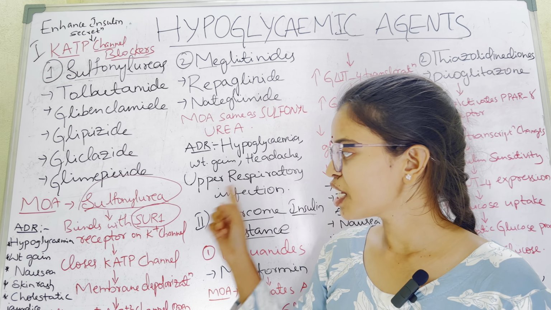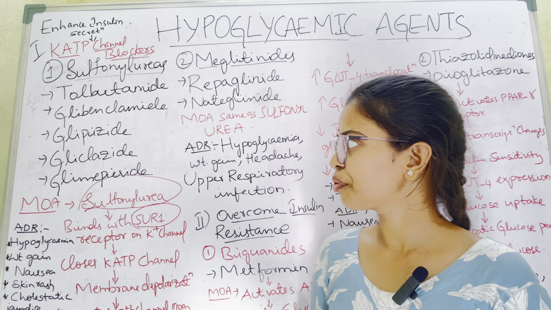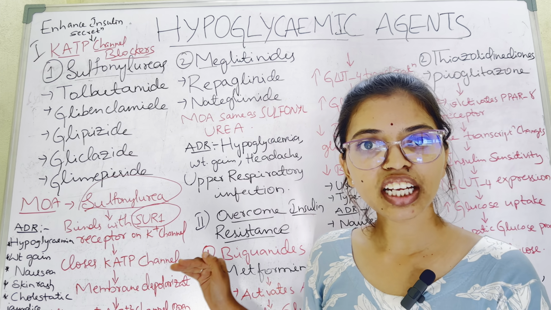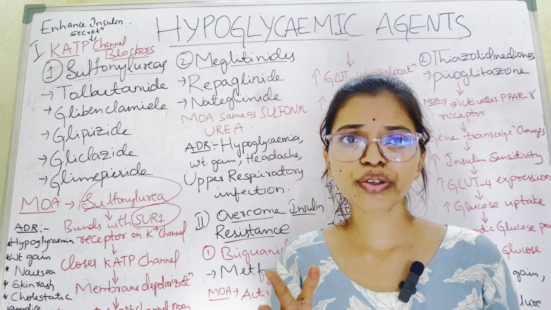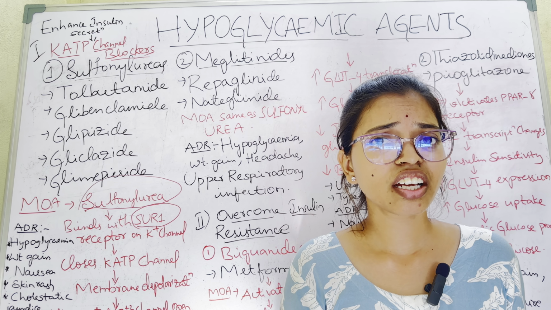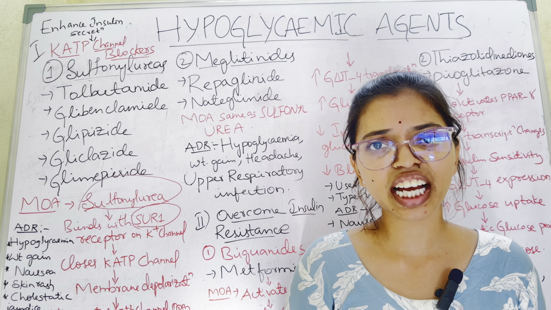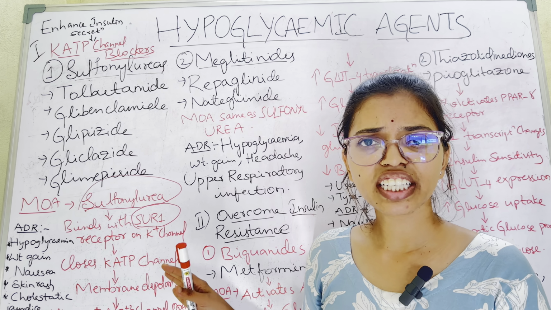Where is the SUR1 receptor located? It is located on the beta cell, and here we need to reduce blood glucose levels. If you remember the receptor location in the beta cell, then definitely the answer is SUR1. The SUR2 receptor is located in the cardiac and skeletal muscle, which is not related here.